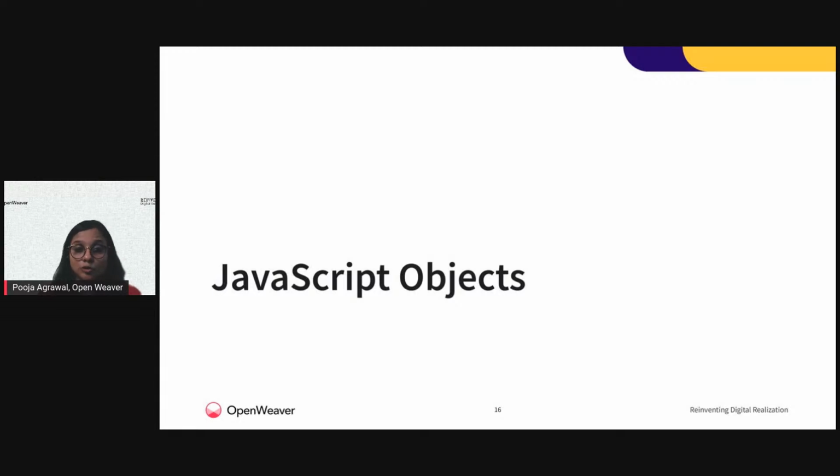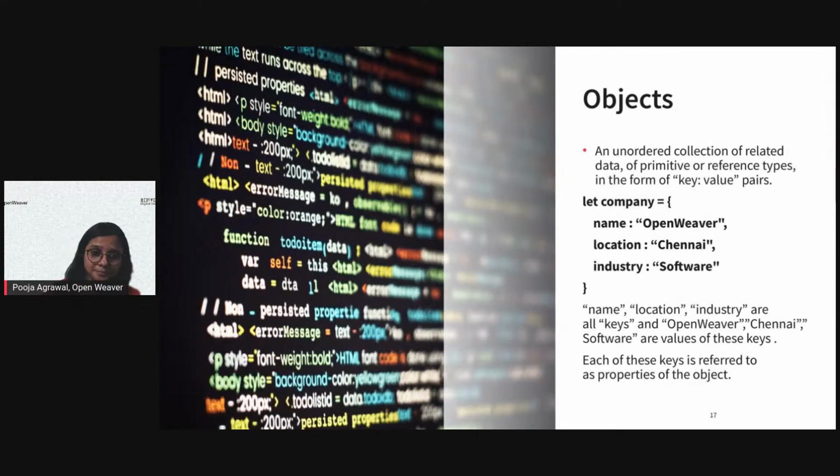But we also want to talk about objects. So again, we've talked about your functions which are predefined and user defined. But objects is one which is very important and holds key importance. How? They are an unordered collection that can have related data of primitive or reference types. So that in itself makes it interesting to use. It is related to a dictionary in Python, wherein for a particular key I have a value. So for my key name I have a value OpenWeaver. For a key location I have Chennai Industry Software.